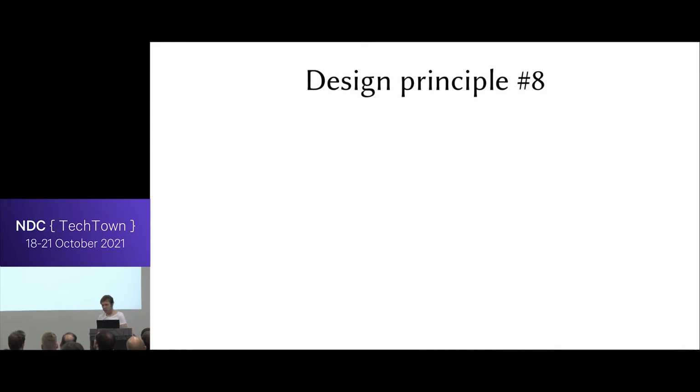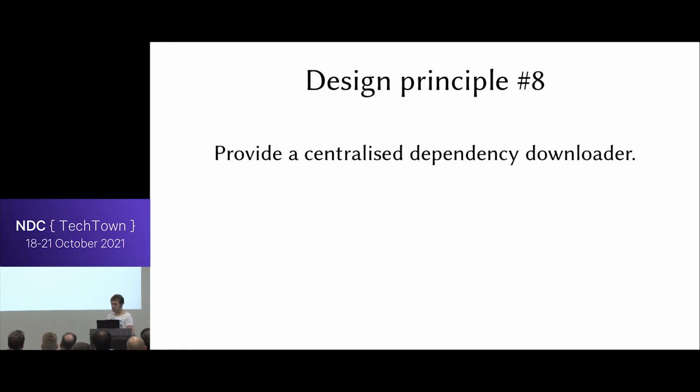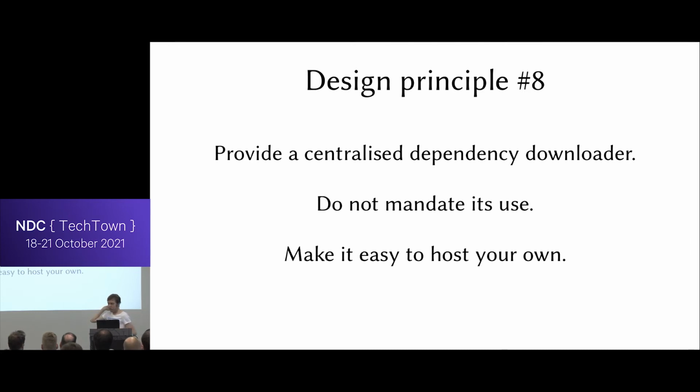So from this we get design principle 8: there should be a centralized dependency downloader. It should be available, it should be there, but it should not be mandated. You should not say the only way to ever get dependencies with this system is to use the thing that we have, because that's not really scalable. And even further, companies really want to have their own curated dependencies, so make it easy to host your own. In the case of Meson, if you want to host your own, it takes one web server and some files, and it just works mostly.